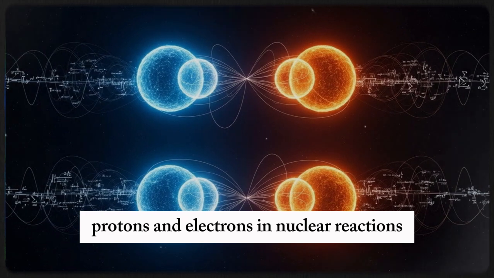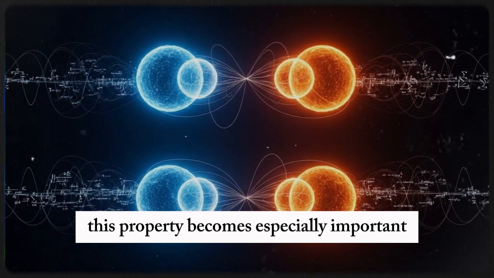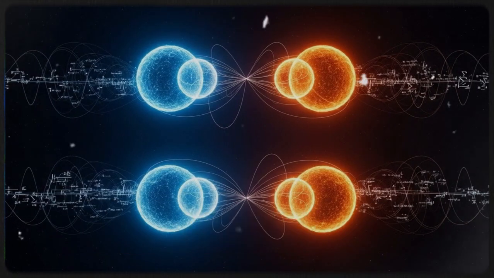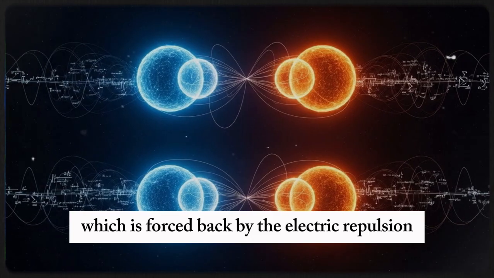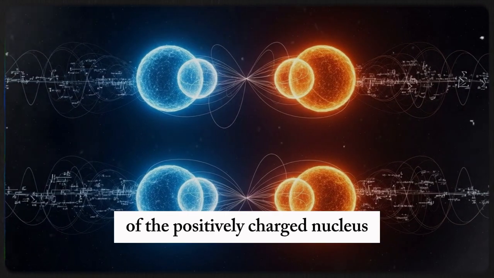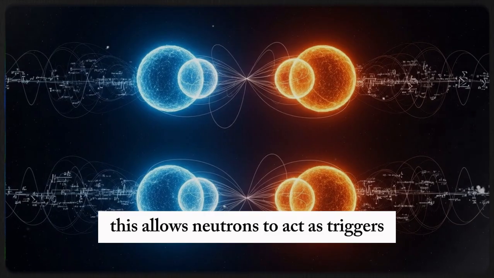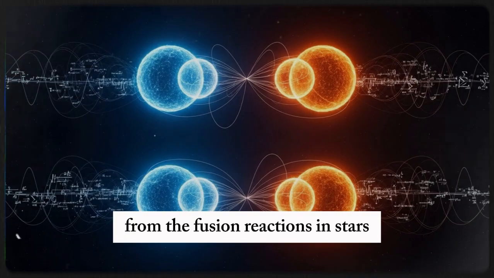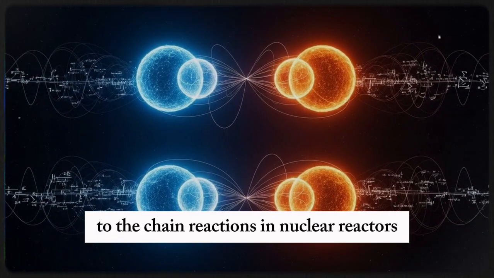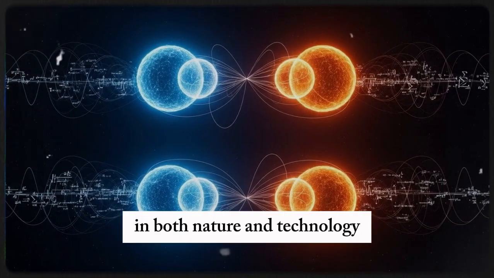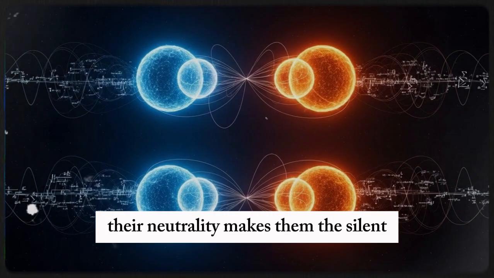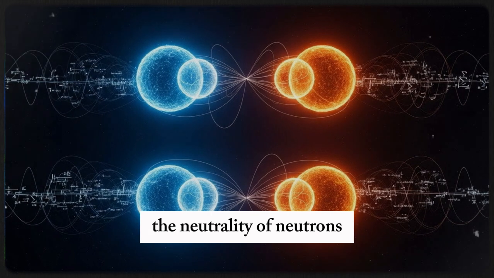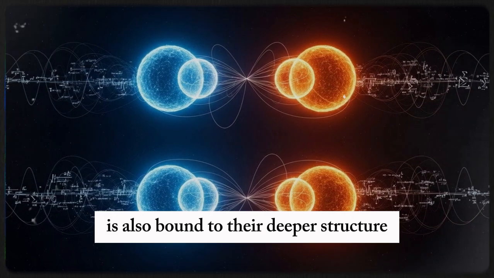In nuclear reactions, this property becomes especially important. A neutron can approach a nucleus without being repelled, unlike a proton, which is forced back by the electric repulsion of the positively charged nucleus. This allows neutrons to act as triggers in nuclear processes. From the fusion reactions in stars to the chain reactions in nuclear reactors, in both nature and technology, their neutrality makes them the silent instigators of transformation. The neutrality of neutrons is also bound to their deeper structure.